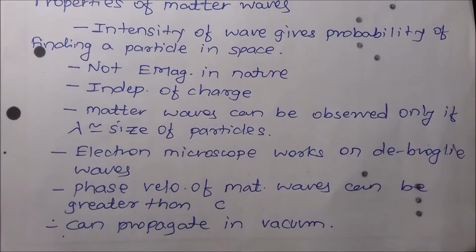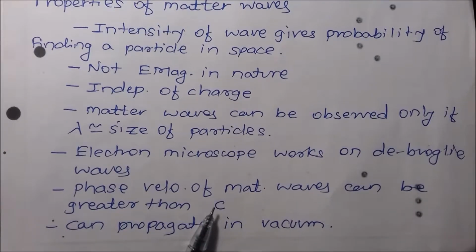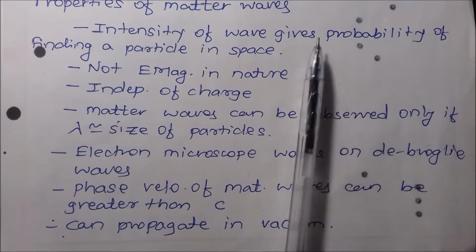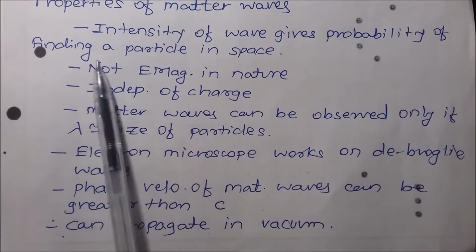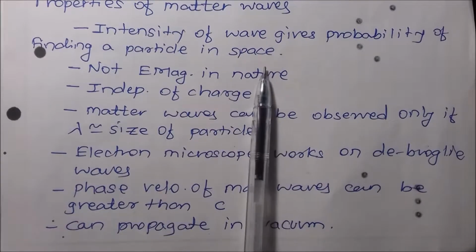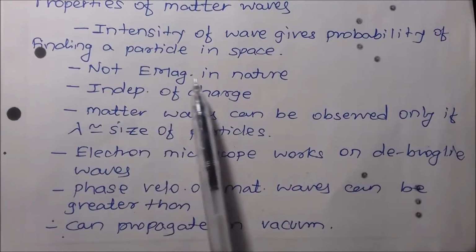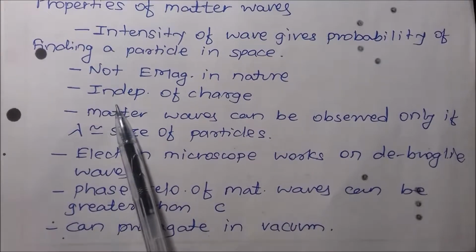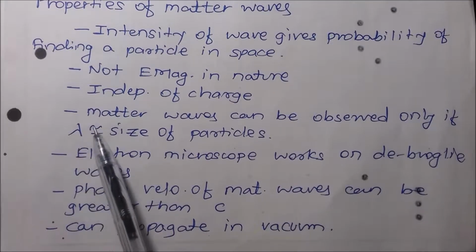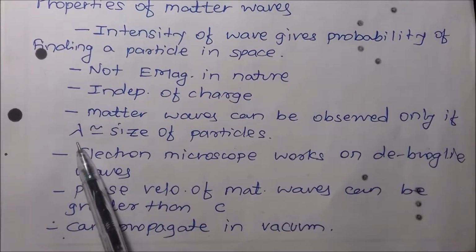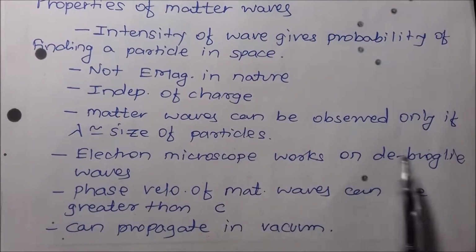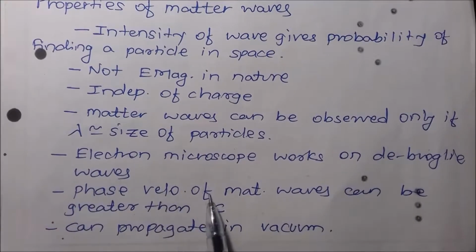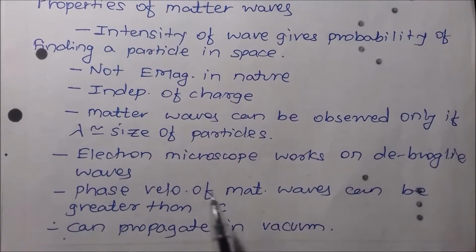Properties of matter waves. Intensity of matter wave gives probability of finding a particle in the space. It is not electromagnetic in nature. It is independent of charge. Matter waves can be observed only if lambda is approximately same as size of the particle. Electron microscope works on the same principle. Phase velocity of matter waves can be greater than velocity of light, and they can propagate in the vacuum.